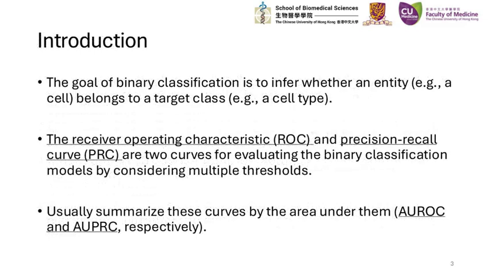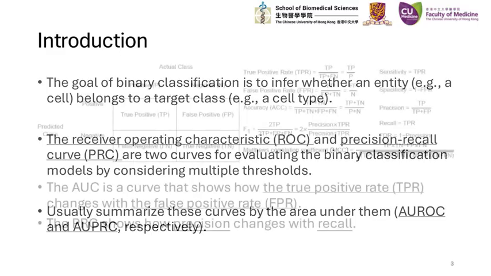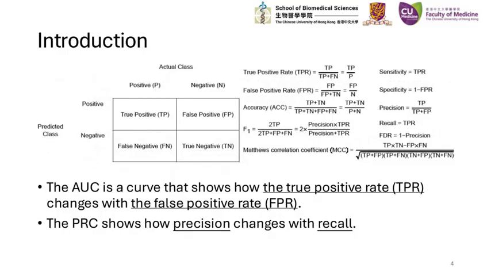Binary classification is a key machine learning task that predicts whether an entity belongs to a target class. We evaluate model performance using AUROC and precision recall curves, which show how well the model distinguishes classes at different thresholds. The area under the curve, or AUC, summarizes this performance with concise quantitative scores like AUROC and AUPRC. The ROC is a curve that shows how the true positive rate, TPR, changes with the false positive rate, FPR. The PRC shows how precision changes with recall.